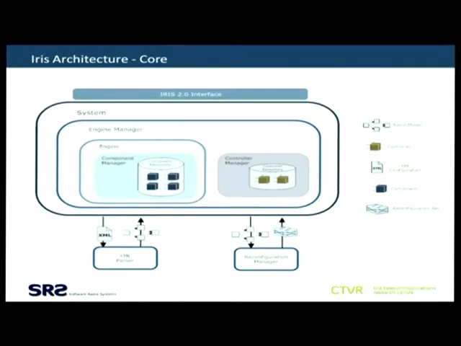So Iris itself is split into the core and the components, or the core and the modules. The core, typically you'll only run one on your machine. The modules repository, you could have multiple different modules repositories for various different reasons. So you can run a single core, you can tell it where 15 different module repositories are, and then it can load up components from each of those module repositories as needed.